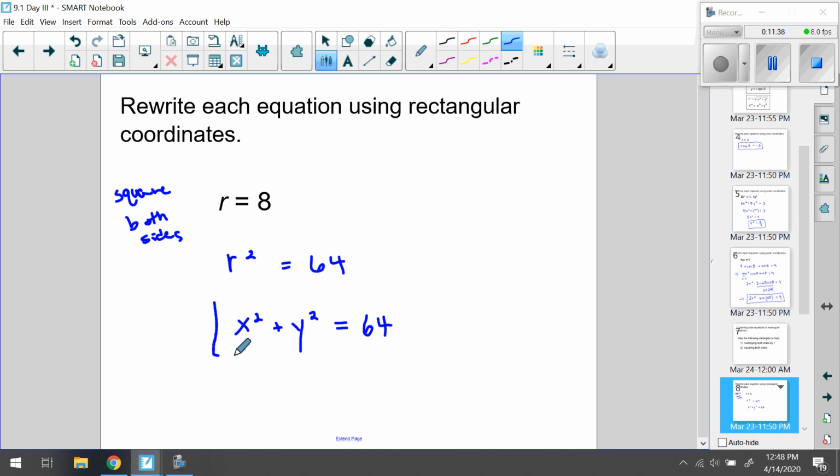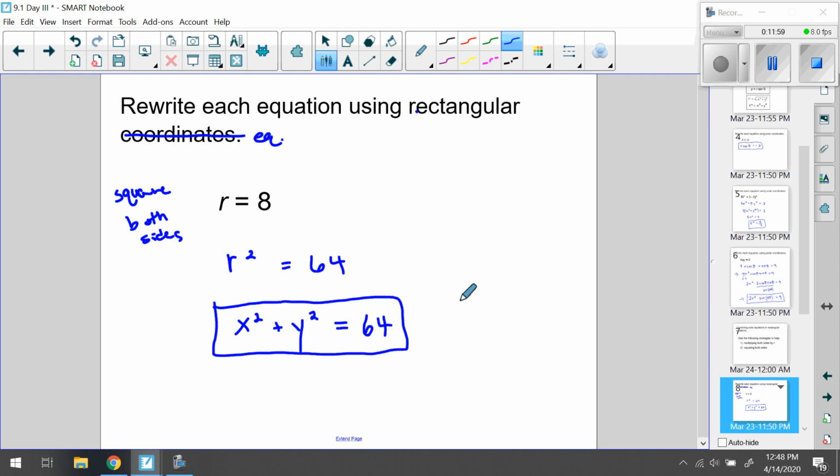So notice that r is now replaced, and we no longer have an r, and instead we have x's and y's, and that's good. That's what we want in order to be rectangular coordinates, or rectangular equations. Sorry, that's what this should read up here. Rectangular equations. We now have x's and y's, which is what we want.